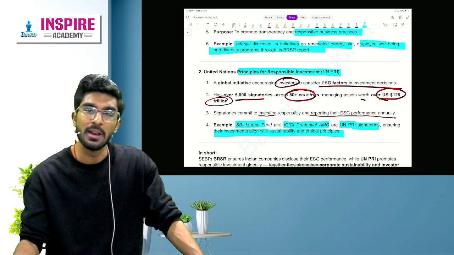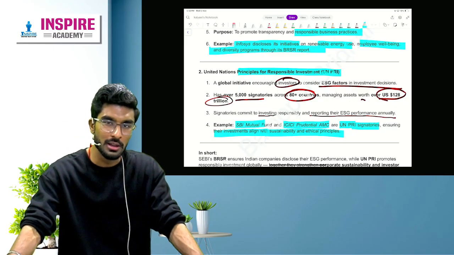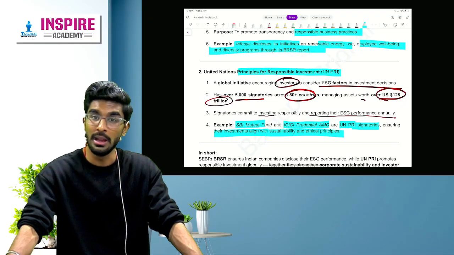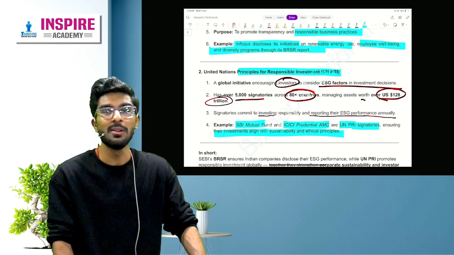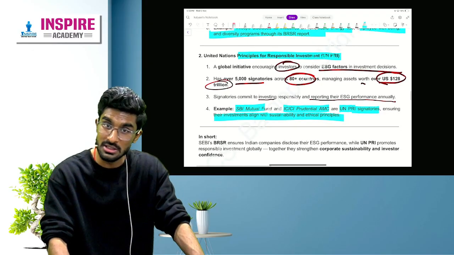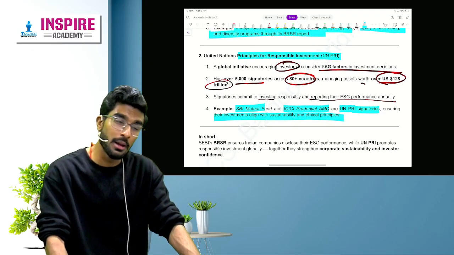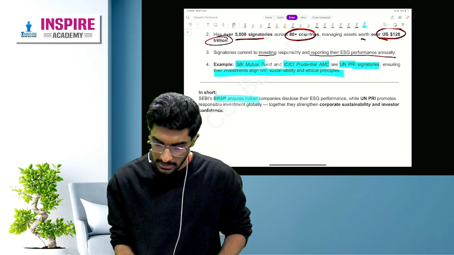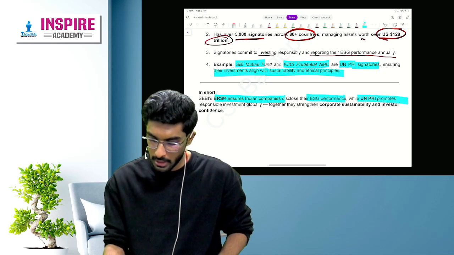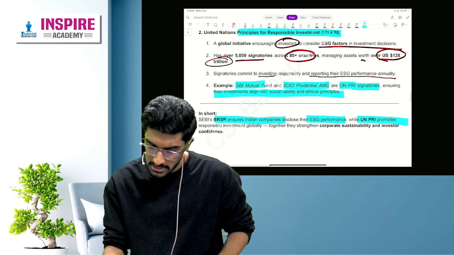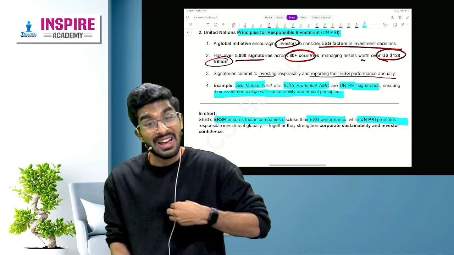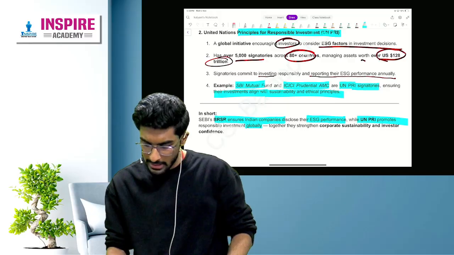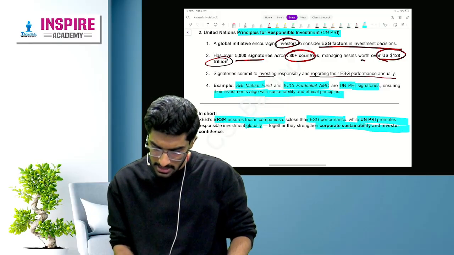Imagine if every single company were following this, don't you think the world would become such a beautiful place? Yes or no? So that is the goal in mind, and that's the reason why we are studying corporate governance. Yes or no, people? And trust me, this ESG sector is growing rapidly. You can make a beautiful career out of it. In short, SEBI's BRSR ensures Indian companies disclose their ESG performance, while UN Principles for Responsible Investment promotes responsible investment globally. You are not investing in unnecessary things that are going to harm the environment, together strengthening corporate responsibility and investor confidence.